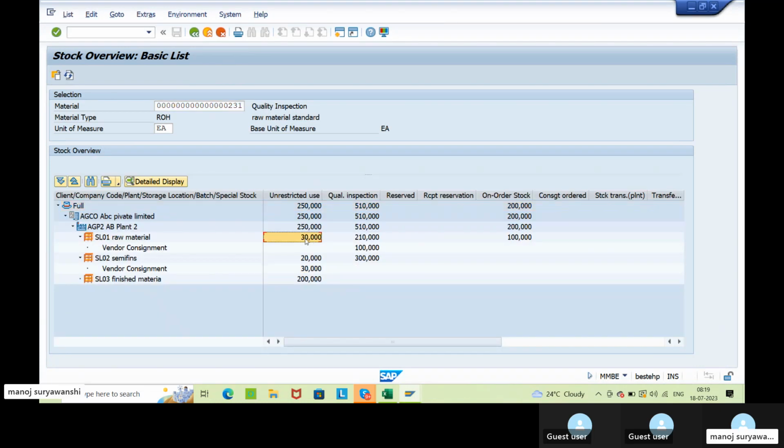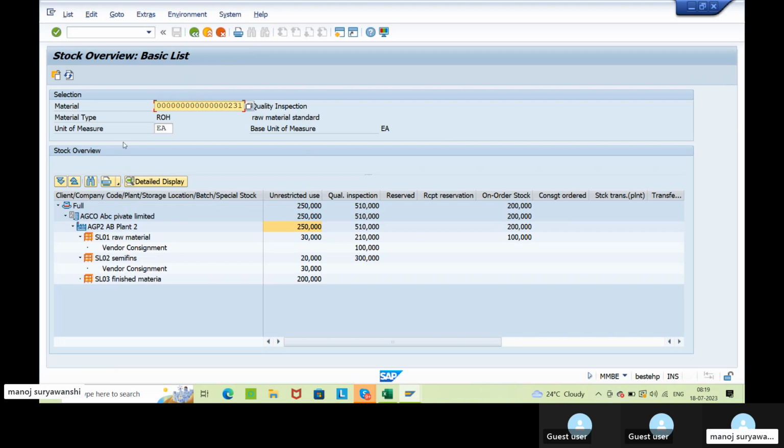30 quantities are transferred to storage location here. Now this is your own stock. So if you see the total stock at plant level now 250, पहले 220 था. Plant level पे quantity increase हुआ, पहले 220 था अभी 250 है, तो valuation post होगा. So material document is generated, accounting document is also generated. Now we will see material to material transfer posting.